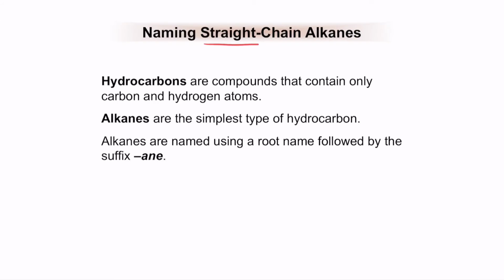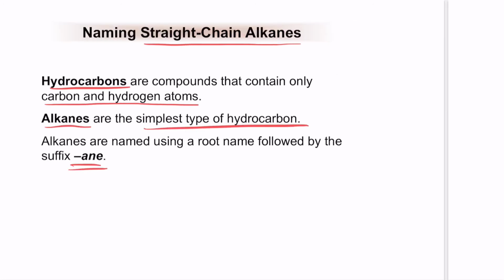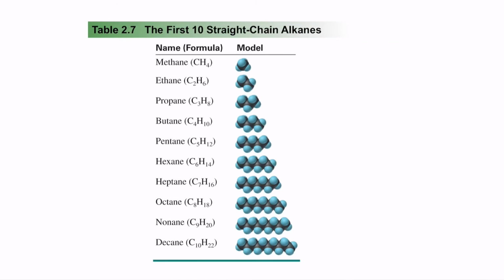Next, how to name straight chain alkanes. Alkanes generally come from hydrocarbons. Hydrocarbons are compounds that contain carbon and hydrogen. Alkanes are the simplest form of hydrocarbons. Alkanes generally end with the name ane, and they are named after the number of carbons. If there is one carbon, the prefix is meth. If there are two carbons, eth. And with three carbons, prop.